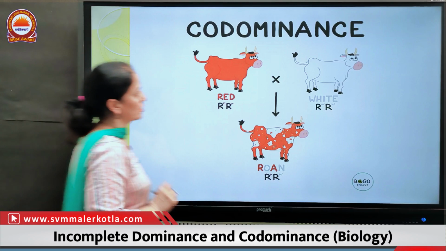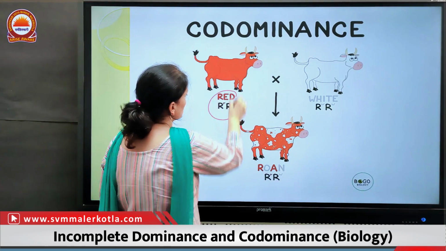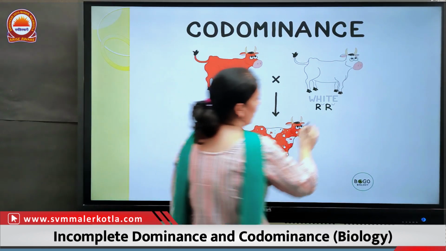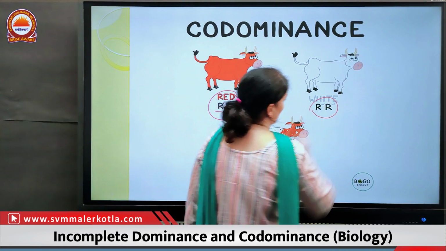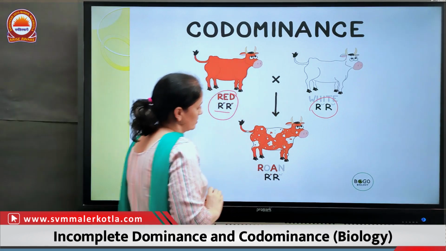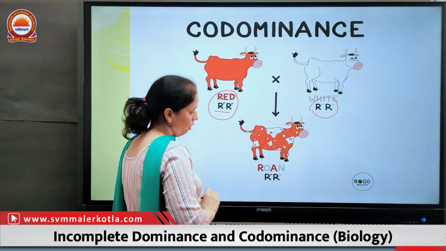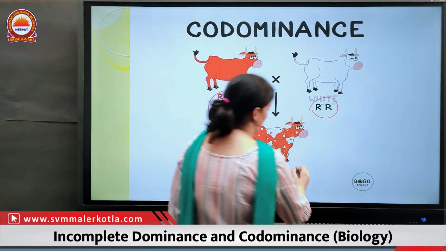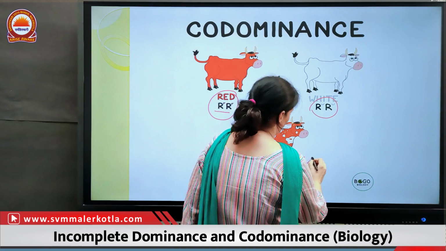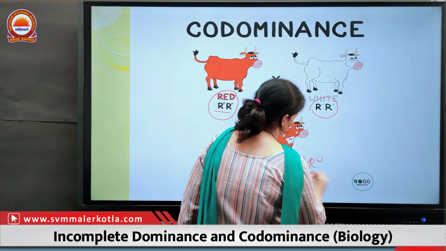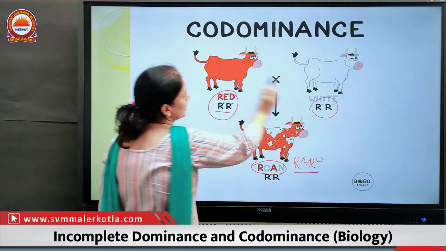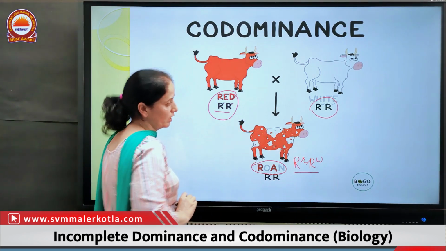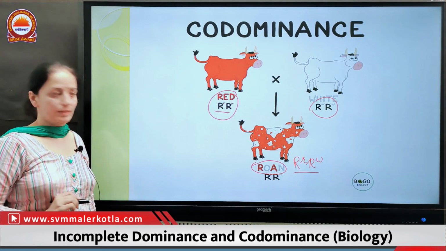This we can understand by this cross. This is the red shorthorn cattle having genotype RR. This is the white one having the genotype WW. When we cross both the cattle, then the F1 generation we get is known as roan, having the genotype RW. Here we can see that both the alleles are expressing themselves in the F1 generation. This is the case of codominance.